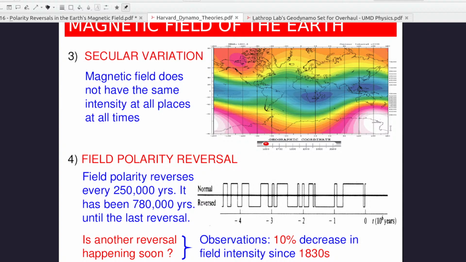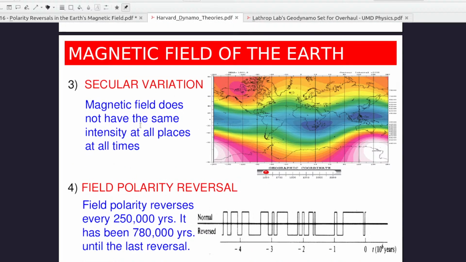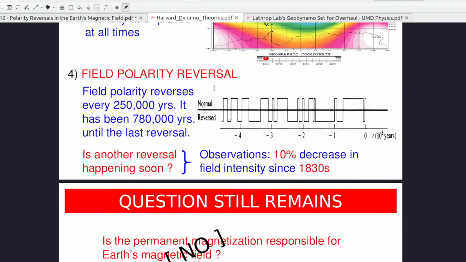Computational power. So the secular variation: the magnetic field does not have the same intensity at all places at all times. We all know that. We were looking at some pictures of that earlier. And then we've got the old field polarity reversal. The field polarity reverses every 250,000 years. It has been 780,000 years since the last reversal.